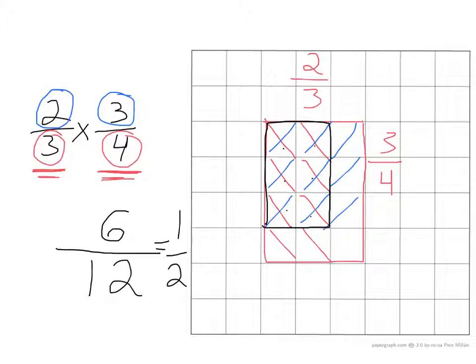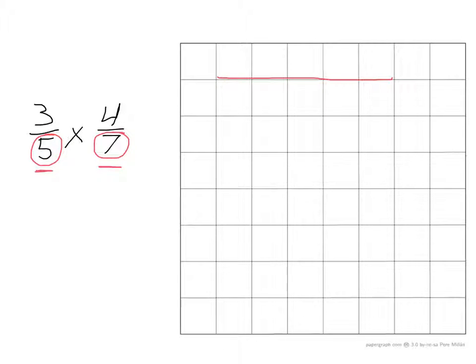Okay, let's try one more. All right, let's take the fraction 3/5 and let's multiply it times 4/7. So again, to create my array, the first thing I'm going to do is look at the denominators of these two fractions to see what the entire array should be. This is 5 parts total, and this is 7 parts total. So this is going to be a 5 by 7 array. So let's draw that. 1, 2, 3, 4, 5. 1, 2, 3, 4, 5, 6, 7.